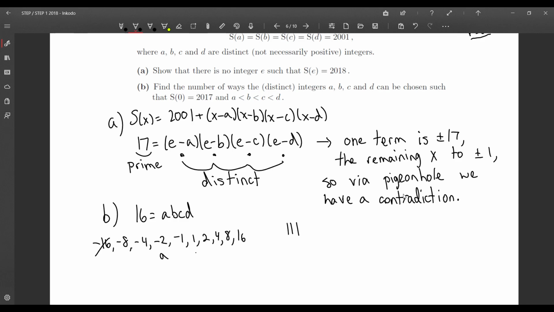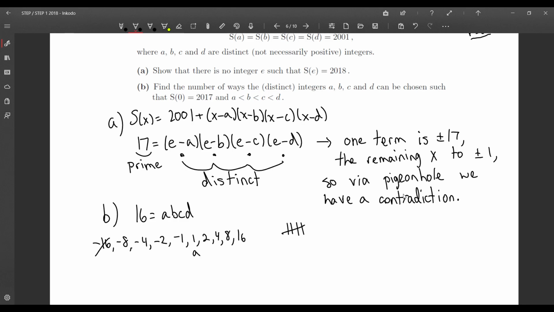Next, if A is negative 2, then we have negative 8. So we have to have this B here, and then the remaining multiplied to 8. So you could have 1 and 8 or 2 and 4. So that's another 2. Now A can't be negative 1 because then these have to multiply to negative 8, but then there's no negatives to choose from.